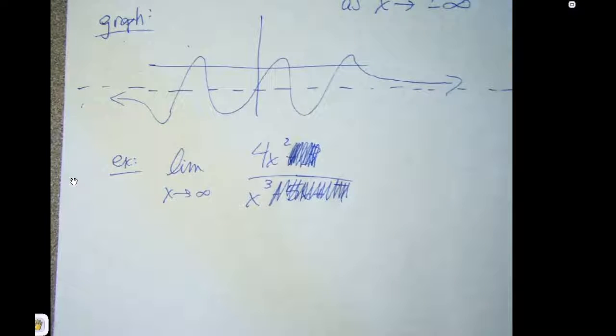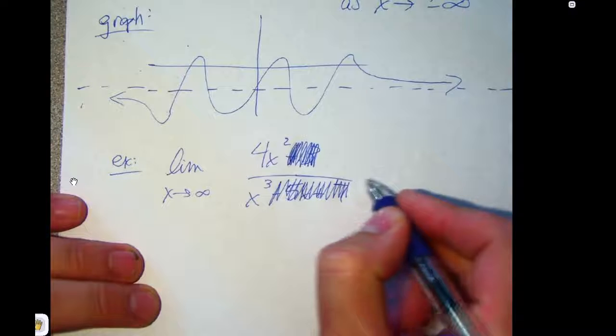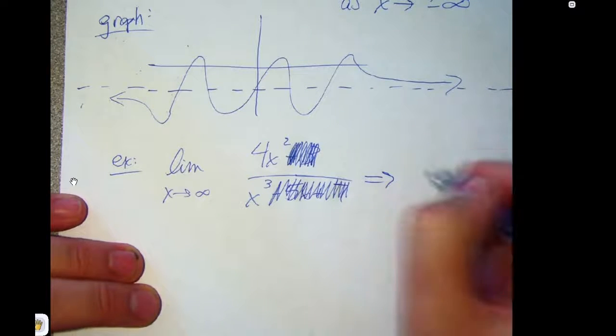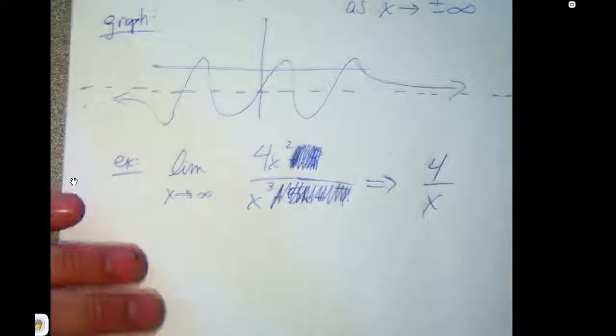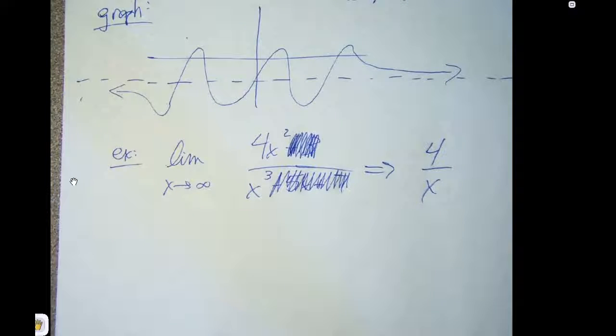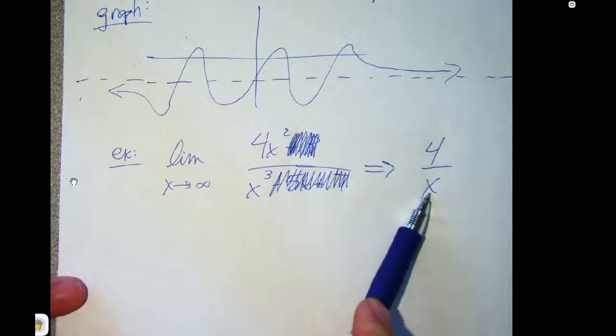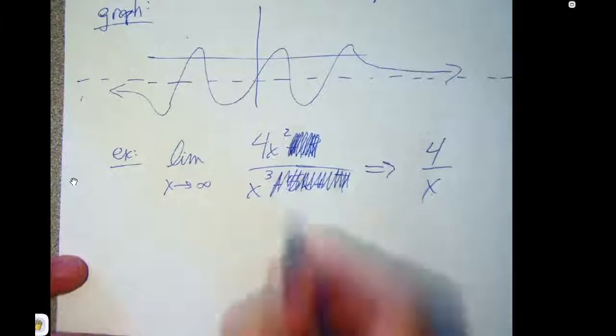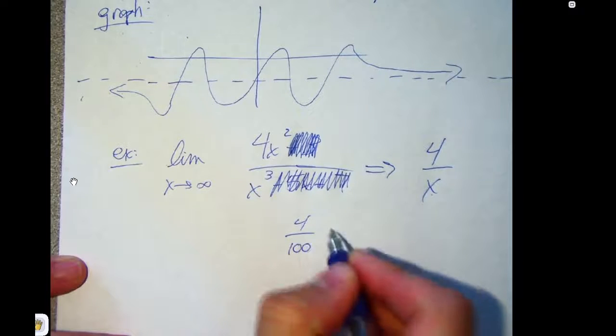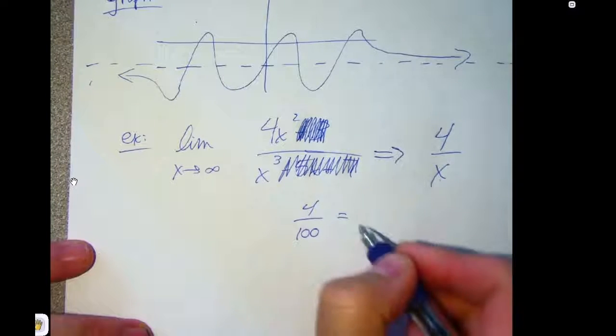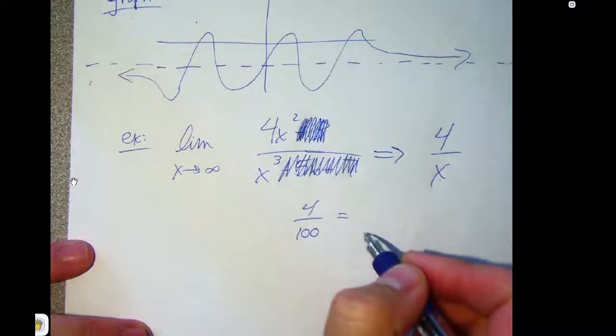So let's look at that. Well, I can reduce that a little bit, right? Isn't that just the same as 4 over x? Because I can take an x squared out of the top and the bottom. And now imagine plugging a gigantic number into here. So let's start small. What's 4 divided by 100? 0.04.